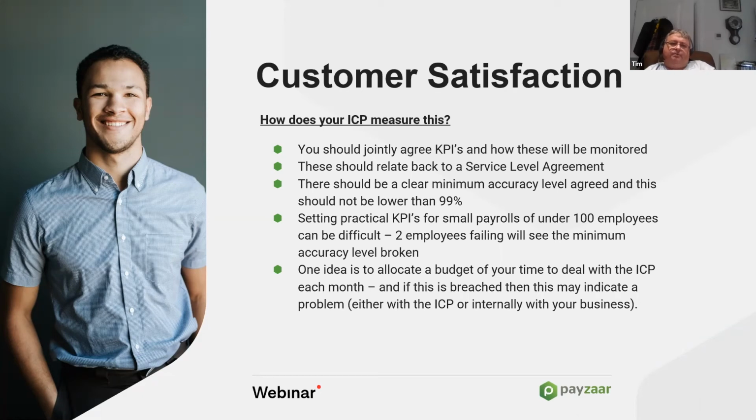The problem, if you're buying a payroll service for a particular country and the numbers on the payroll are small, so under 100 employees, that's going to be quite difficult, because if we have just 2 employees with a problem, that's going to see our minimum accuracy level broken, and that could be for no fault, in inverted commas, of the payroll provider.